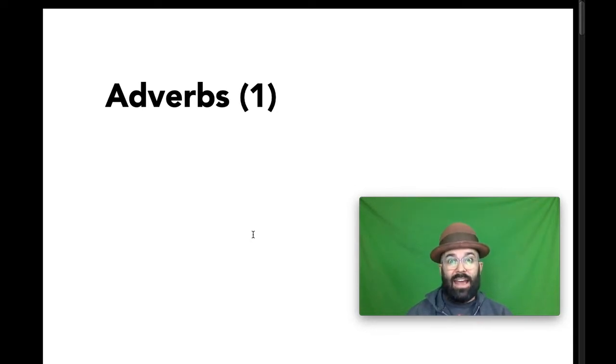Part 1. Adverbs are commonly thought of as words that modify or describe verbs. Some of them do that. We'll see some examples of not that also. So let's just get started. Notes!